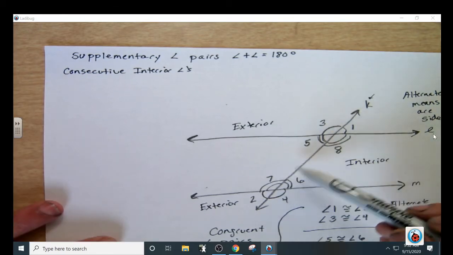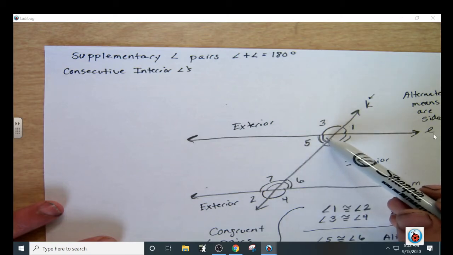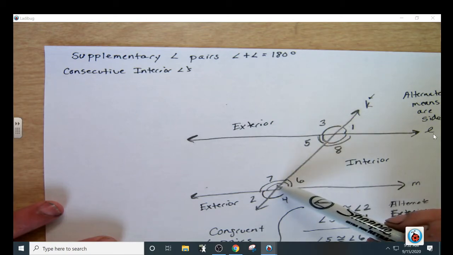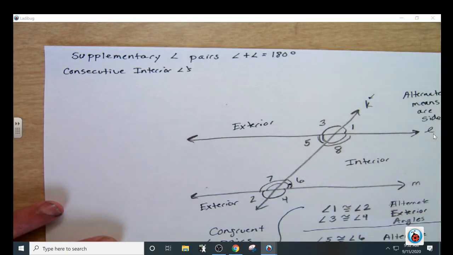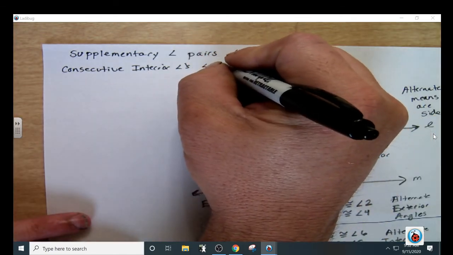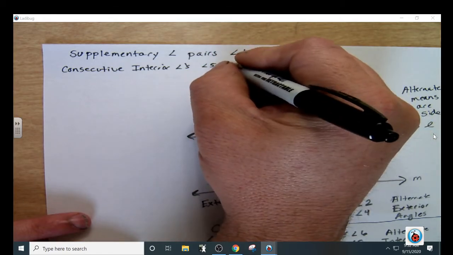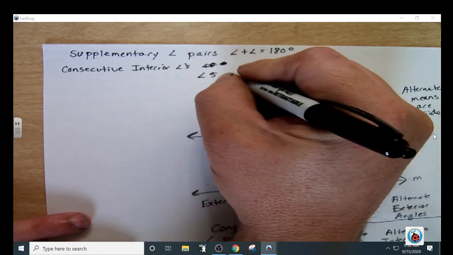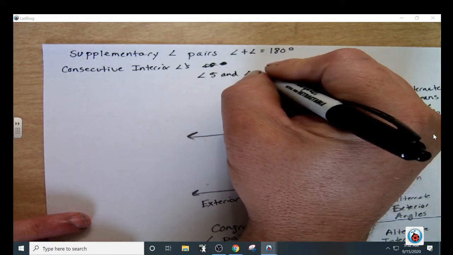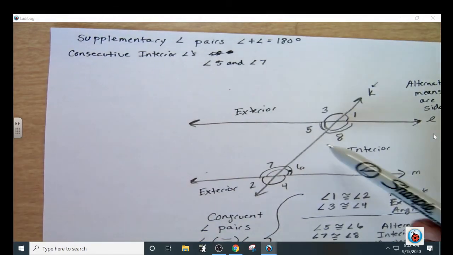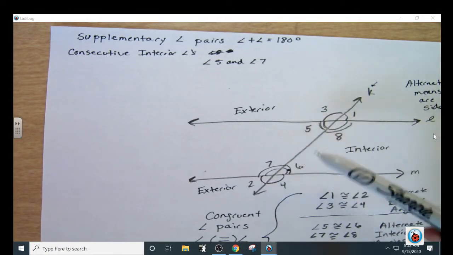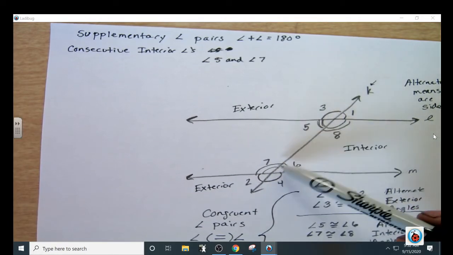Angles 5 and angle 7. Notice they're consecutive, which means if I leave this angle, the next angle I come to is angle 7. If I leave angle 8, the first one I come to is angle 6. They're consecutive. It means they're right next to each other. So angle 5 and angle 7 are supplementary pairs. And the interior part comes because they're on the inside. Consecutive means if you leave one angle, you just run right into the other.